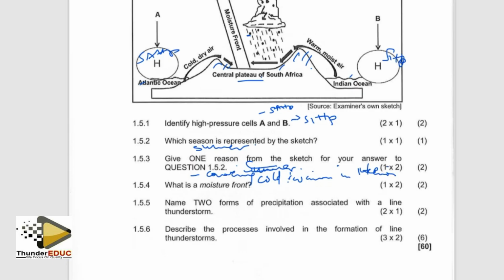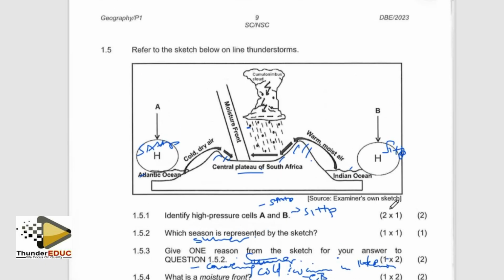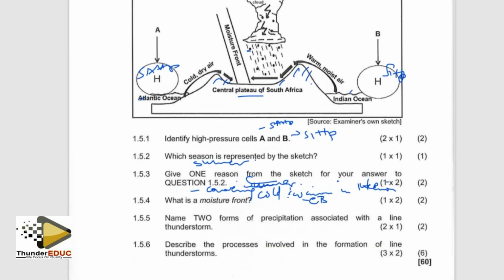Then you can give another reason: the CB clouds, which are the cumulonimbus clouds, that are evident in the interior and are responsible for heavy rainfall. And that heavy rainfall occurs only in the interior during summer. So the CB clouds and the heavy rainfall in the interior also explain that season. So the fact that warm air and cold air can intersect in the interior tells us that. All right. Sorry for that. The moisture front, what is a moisture front?